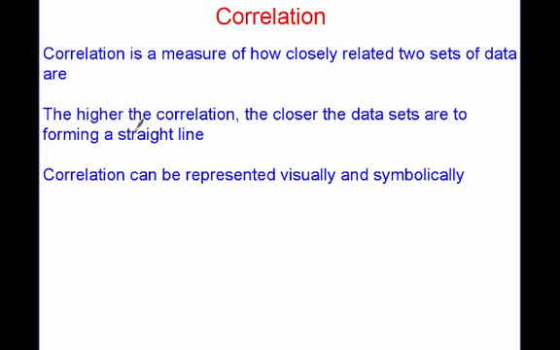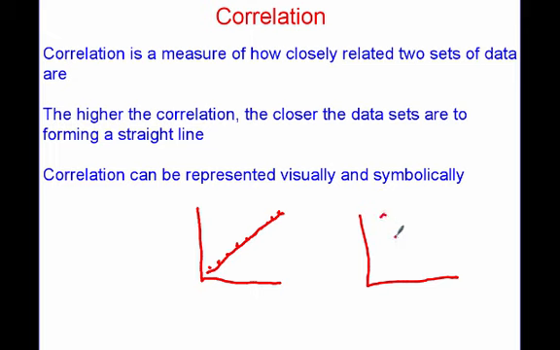Now, correlation, right? This is something that might be new, and this is what we really want to focus on. Correlation is a measure of how closely related two sets of data are. The higher the correlation, the closer the data sets are to forming a straight line. And we can represent correlation both visually and symbolically. So if I took these points here, and I said these were my scatter plot of data, they almost perfectly form a straight line, which means that they would have a very high correlation.